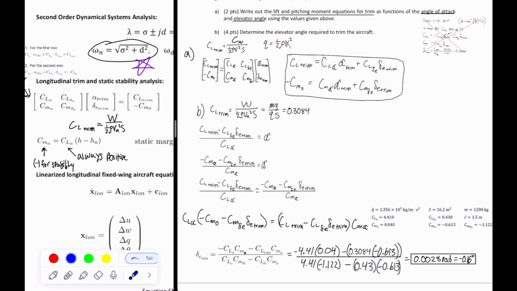And then you continue to simplify that to try to get the one unknown on one side, which is the deflection of the elevator. And then we've got this, and then you plug in all your knowns, you know everything here, and you get the elevator deflection in radians.